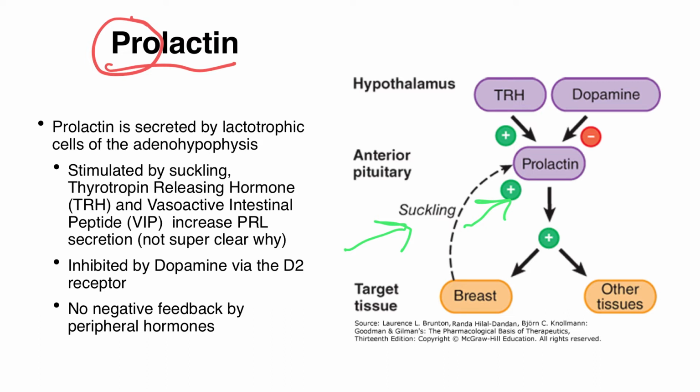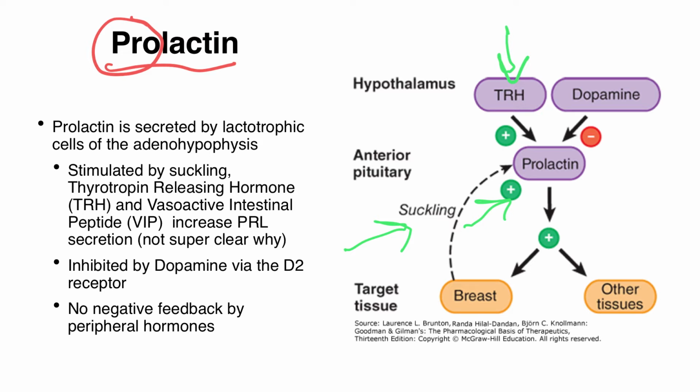There are two hormonal signals that are associated also with increased prolactin secretion. One is right here, TRH, thyrotropin releasing hormone. So that is a product from the hypothalamus. If it's releasing hormone, that's where it's from.